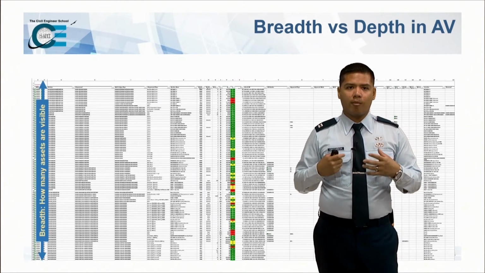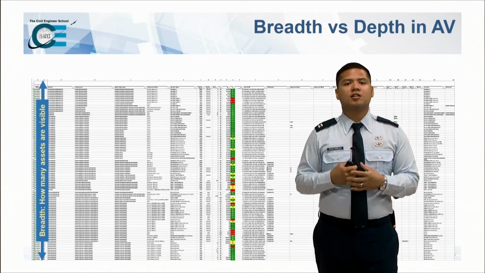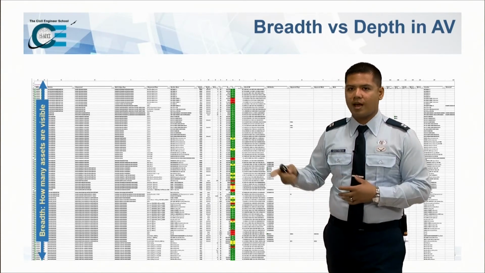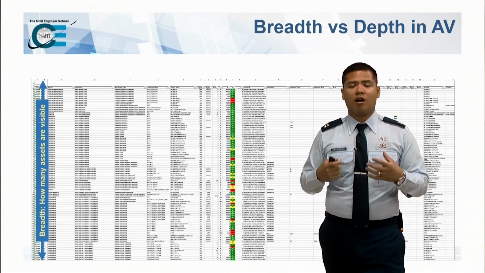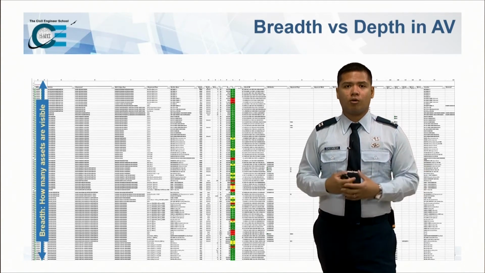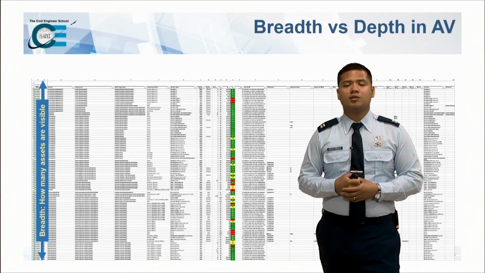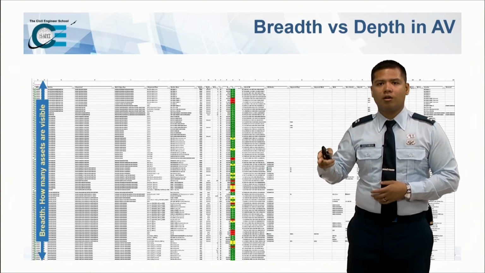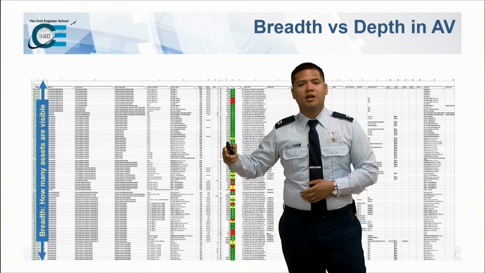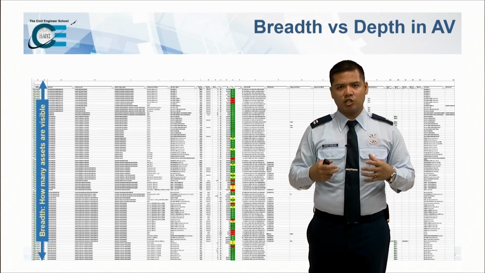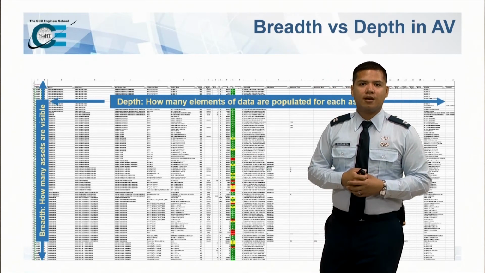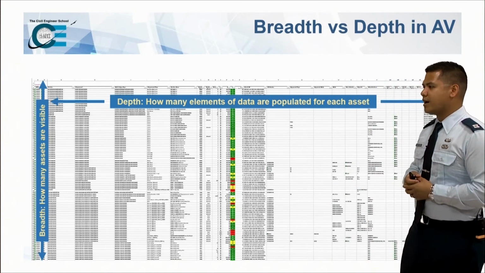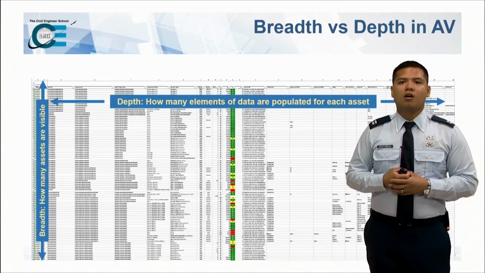So when we're talking about breadth, that's how many assets are actually visible. How many different assets do we know that we have, that we are aware are in our portfolio? When we talk about depth, every single column in this spreadsheet is a different piece of information on a particular asset. So depth is how many elements of data are actually populated for each asset.